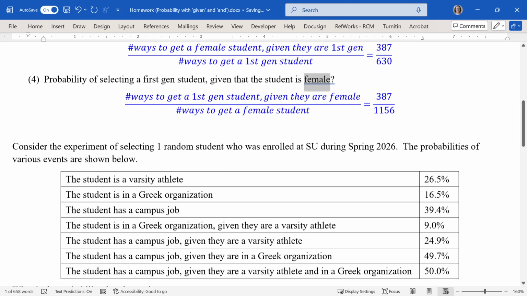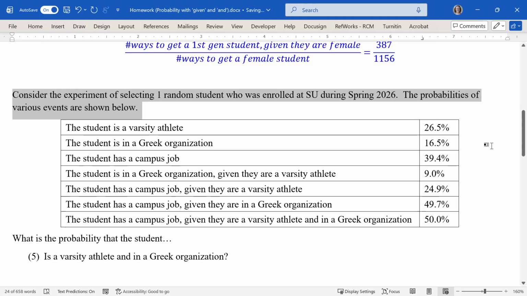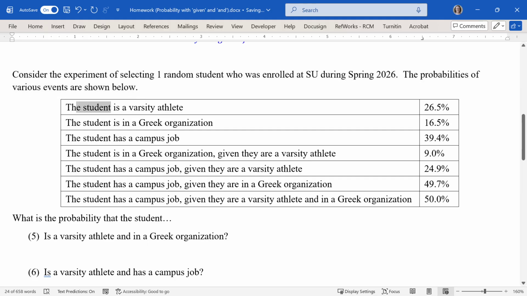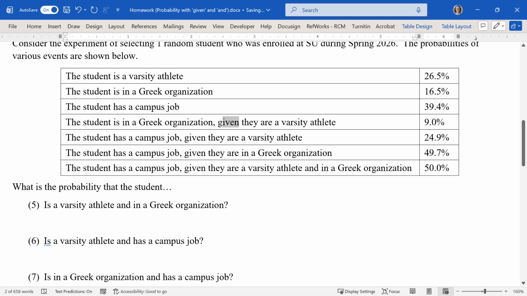All right, the next part, consider the experiment of selecting one random student who was enrolled at SU during spring 26. So it's the same class of students, but we're looking at different events this time. We have varsity athletes, Greek organizations, meaning frats and sororities, and then campus job. So we have a bunch of given probabilities here that get a bit complicated.